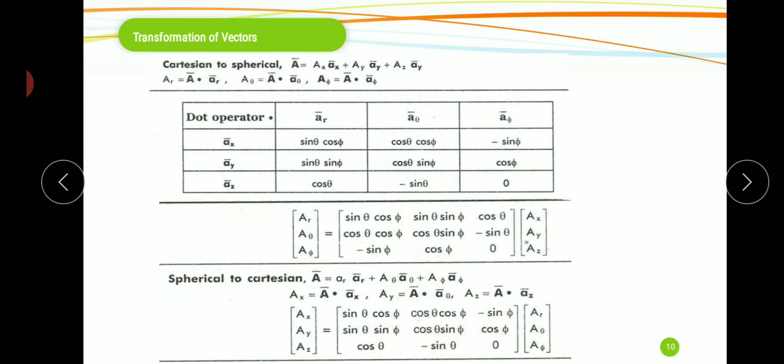So these are about the transformation of vectors and how we convert Cartesian to cylindrical and also Cartesian to spherical. These are the basics you have to use to solve the problems and in further calculations in vectors. And in the next session we will discuss Coulomb's law and its applications.